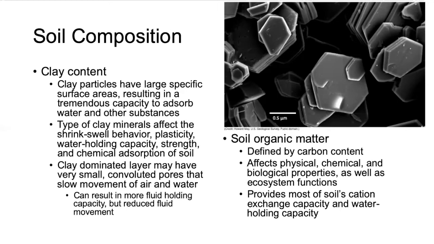And also the soil organic matter composition and how much of that is within the soil is of interest. And this would be defined, the soil organic matter is defined by its carbon content, and it affects physical, chemical, and biological properties, as well as ecosystem functions, including bioremediation. So the soil organic matter also provides most of the soil's cation exchange capacity and water holding capacity, and it also supplies the humus, which is part of our colloidal fraction.